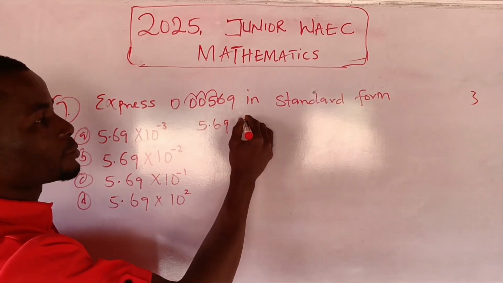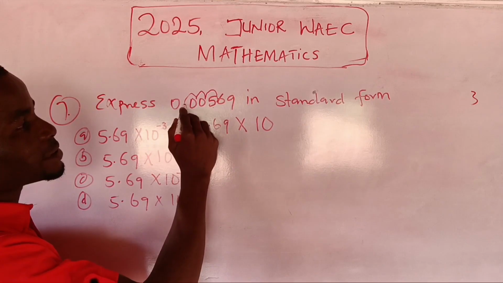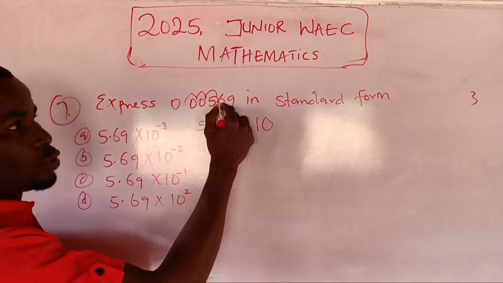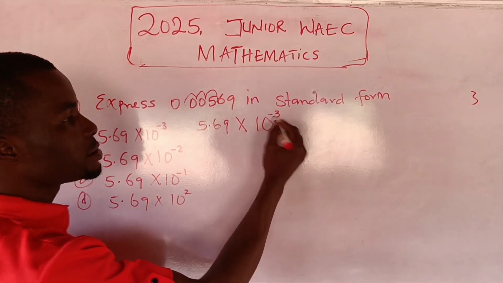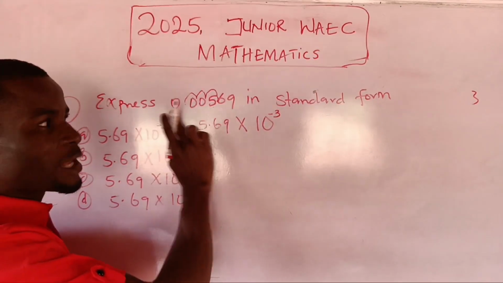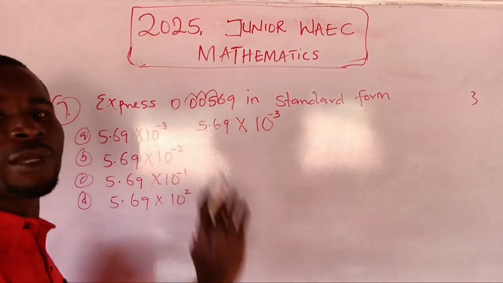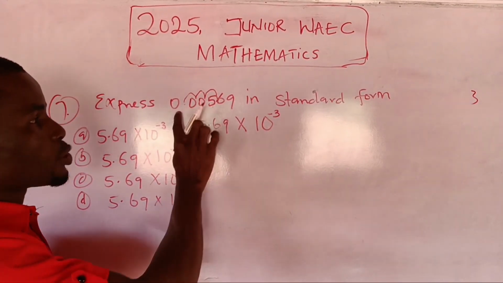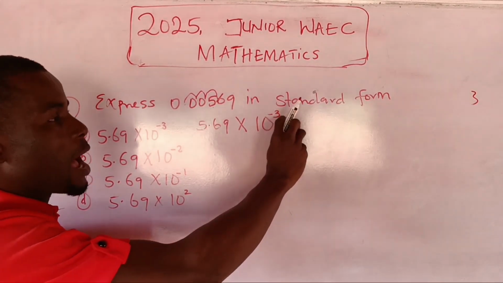6 9 times 10 raised to the power of what? How many did you count? 1, 2, 3 before we get to the decimal point. So it is minus 3. That is a negative sign because it starts with 0. But if it starts with a number, it will have a positive sign. Because this one starts with 0, that's why it has a negative sign as the power.